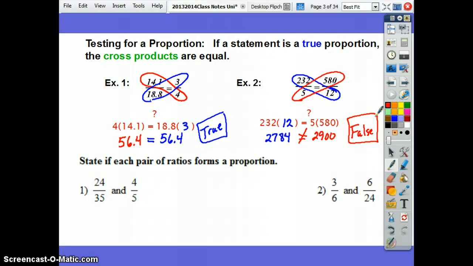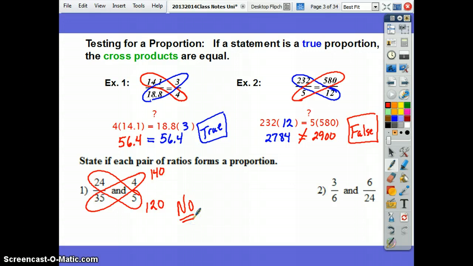State if each pair of ratios or fractions form a proportion. Okay, so we're asking, does 35 times 4 equal 5 times 24? Well, if you multiply 24 times 5, you'll get 120. And if you multiply 35 times 4, you'll get 140. And they do not equal each other, so no, this is not a proportion.